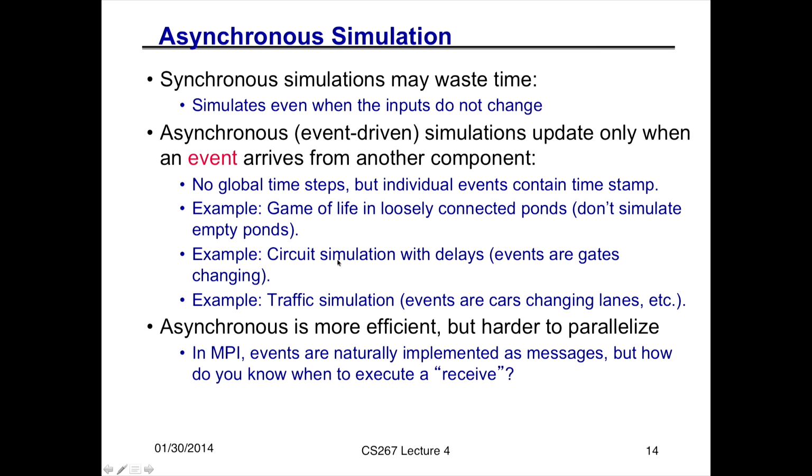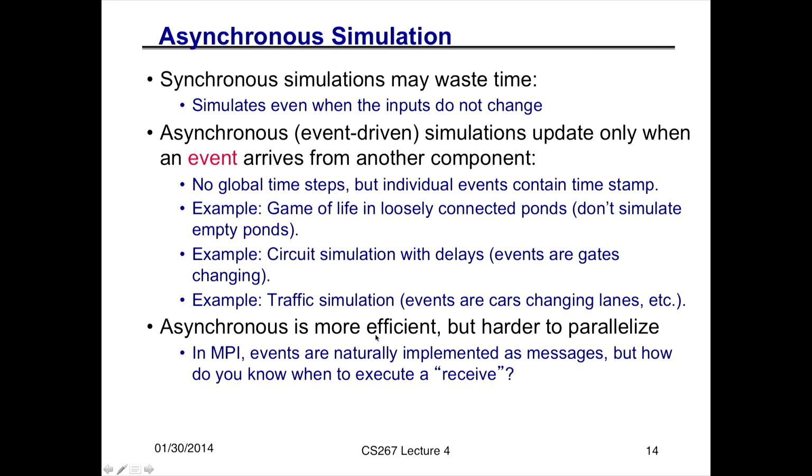Another example, maybe a little more realistic, is circuit simulation, where you have delays in the circuit, and there may be parts of the circuit which are idle. They don't change for a while until something shows up, and then your functional unit has to turn on. And you don't know when it's going to arrive because of the delays in the circuit. Another example is traffic simulation. You may have each lane going along, and there are certain events that occur, which are cars changing lanes. You don't want to do that simulation until the car actually changes the lane.